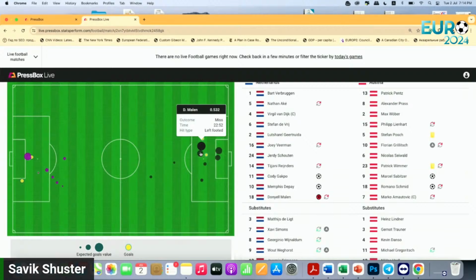Of course, the Dutch tried to equalize, but basically I must say that on transitions, Austria looked very, very strong. You cannot show transitions on this graphic, but believe me, Austria was very strong in transitions.